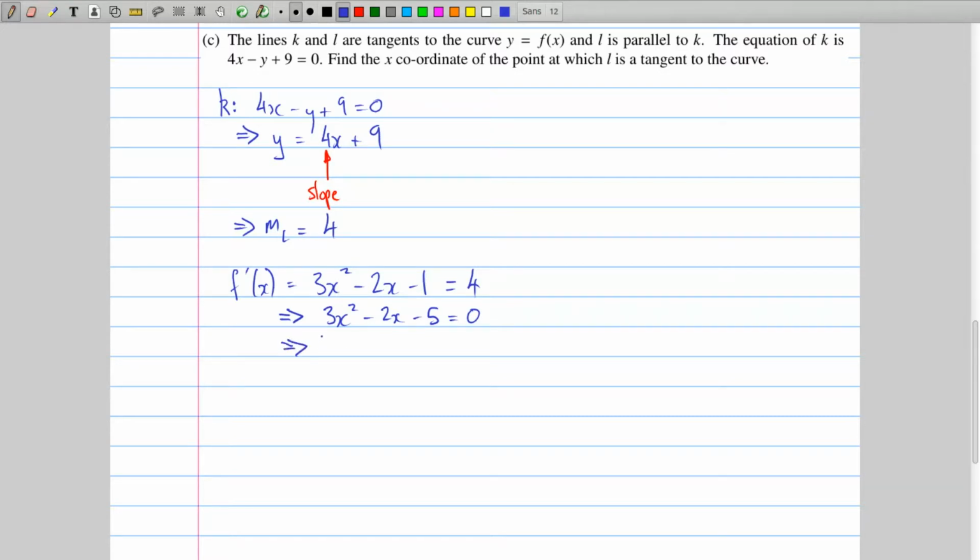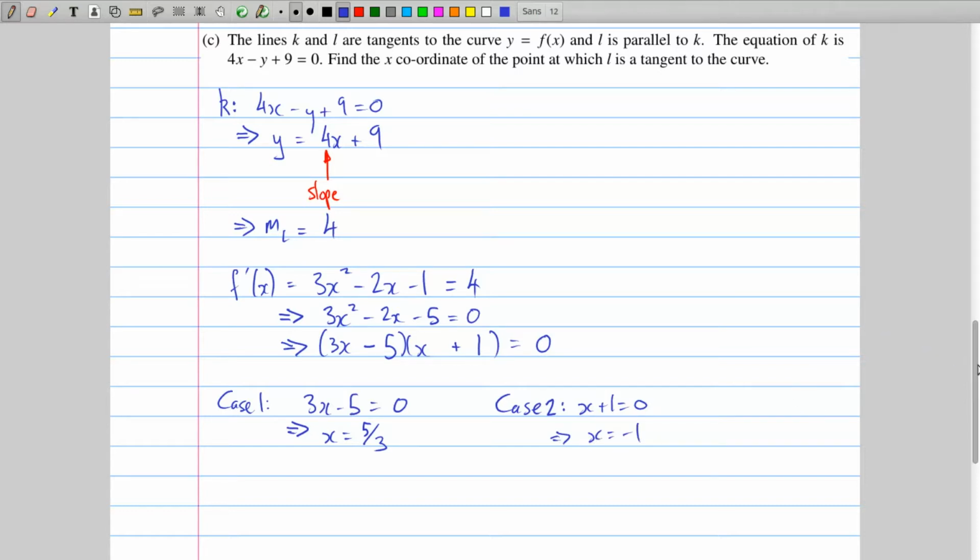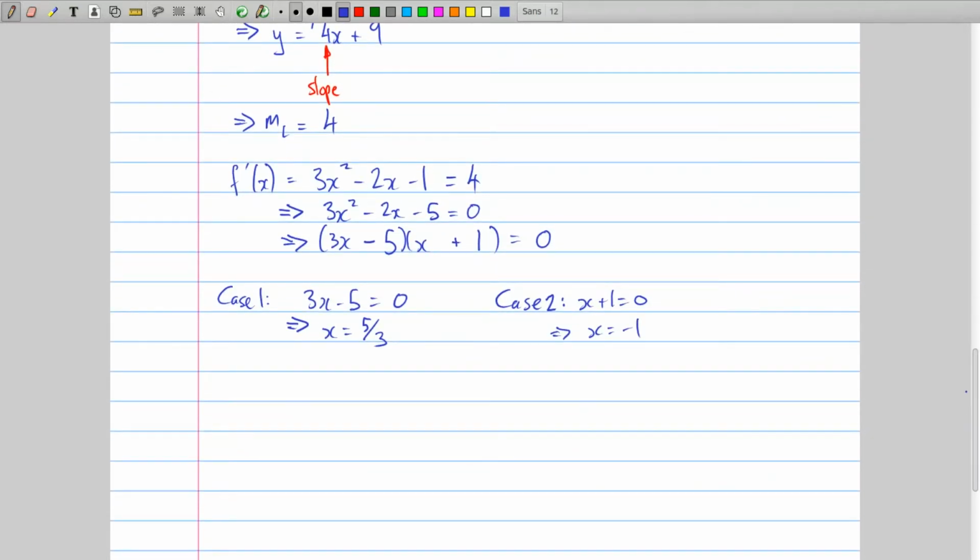And we can factorize this one. So we get 3x and x. How is this going to work? We're going to have a 5 there and a 1. We need a minus 5 and a plus 1 for this to work. So case 1, we have the first item in this product equals 0, in which case x is 5 over 3. Alternatively, we have the second item in the product, x plus 1, equals 0, in which case x has to be minus 1. So why are we getting two answers out of this?